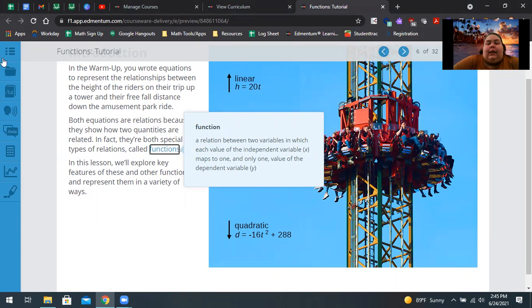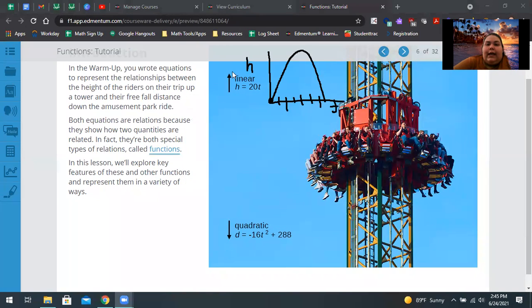So if I think about it in terms of a graph, right? If I bring back the graph that I had before, this is considered a function because say at 3 seconds they're almost towards the top point. 3 seconds is the only time there. There's not going to be another time like that. 3 seconds only corresponds to one height.